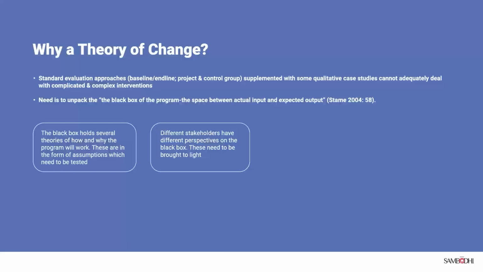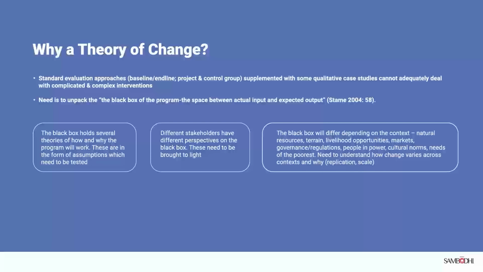However, stakeholders may have different perspectives on the black box, which need to be brought to light. Additionally, the black box may differ depending on the context, including natural resources, terrain, livelihood opportunities, markets, governance, regulations, people in power, cultural norms, and the needs of the poorest. It is important to note that change varies across contexts due to the scale of the program and its potential for replication. For a program to be replicable, it must have been successful in the past and fit well with the other sample. Understanding the theory of change and contextual factors can help improve the effectiveness and scalability of a program.